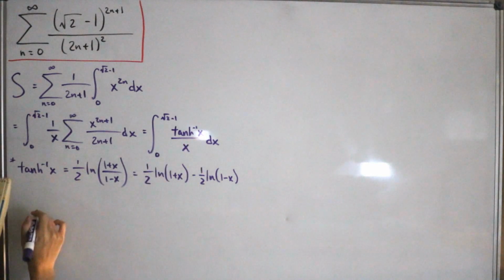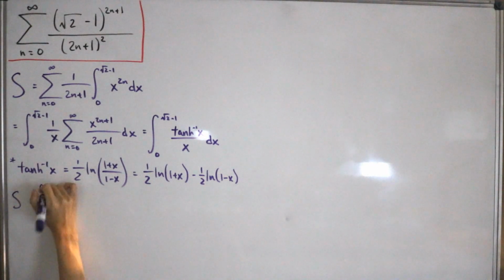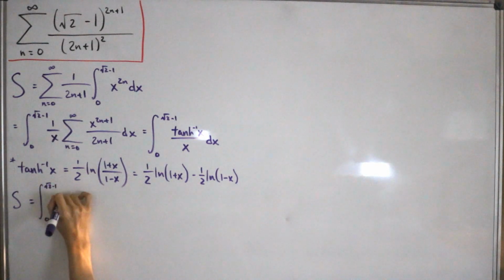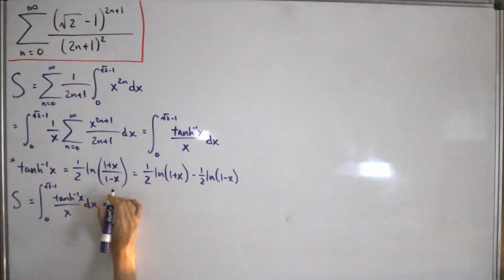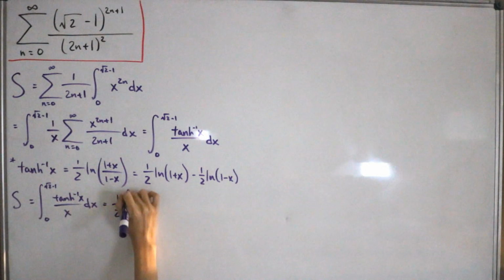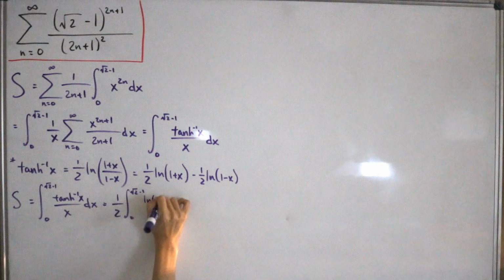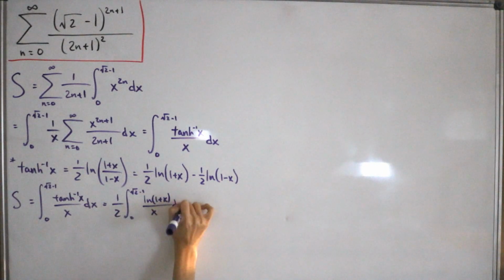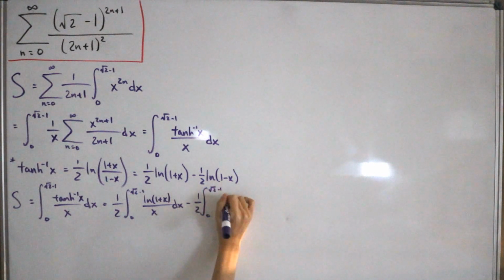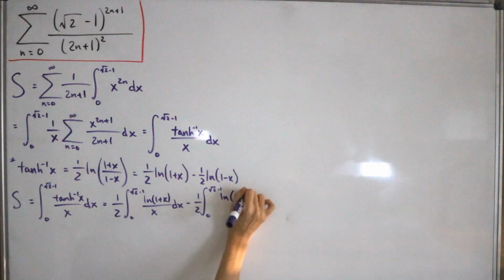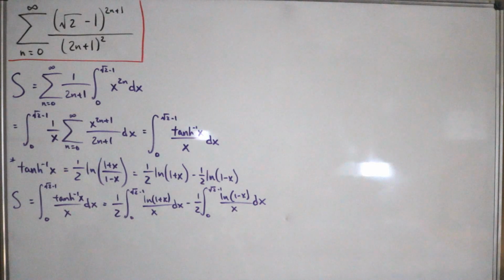Also applying some linearity, that helps us say that S is equal to the integral from 0 to the square root of 2 minus 1 of the inverse hyperbolic tangent of x divided by x dx. In other words, this is 1/2 times the integral from 0 to the square root of 2 minus 1 of ln of 1 plus x divided by x dx, and then subtract 1/2 times the integral from 0 to the square root of 2 minus 1 of ln of 1 minus x divided by x dx.